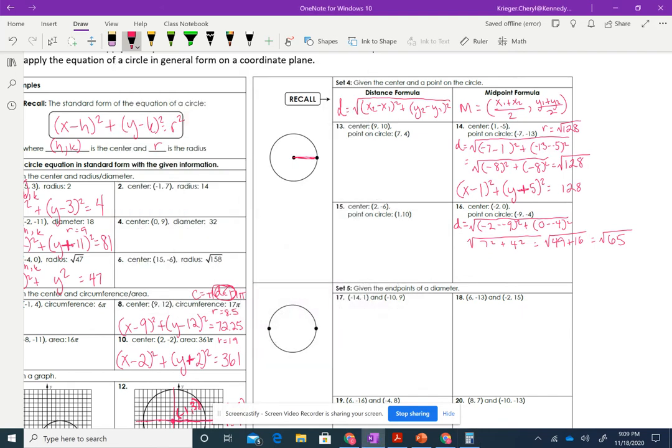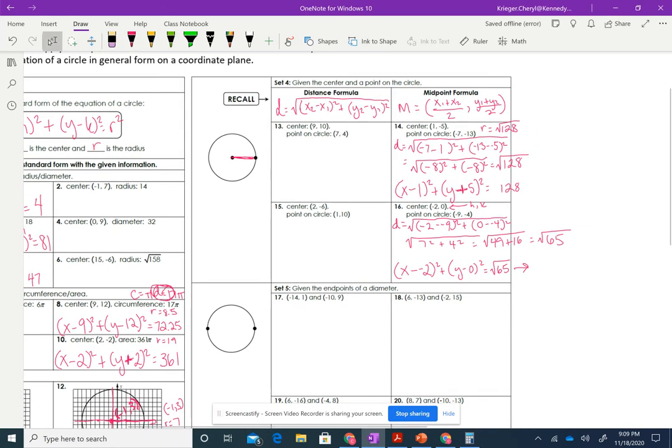And I leave it in the square root. Now I have my h, k, my center, so (x minus h) which is negative 2, squared, plus (y minus k) which is 0, squared, equals the square root of 65 squared. And I'll clean that up to be (x plus 2) squared plus y squared equals the square root of 65 squared, which is just 65. All right.